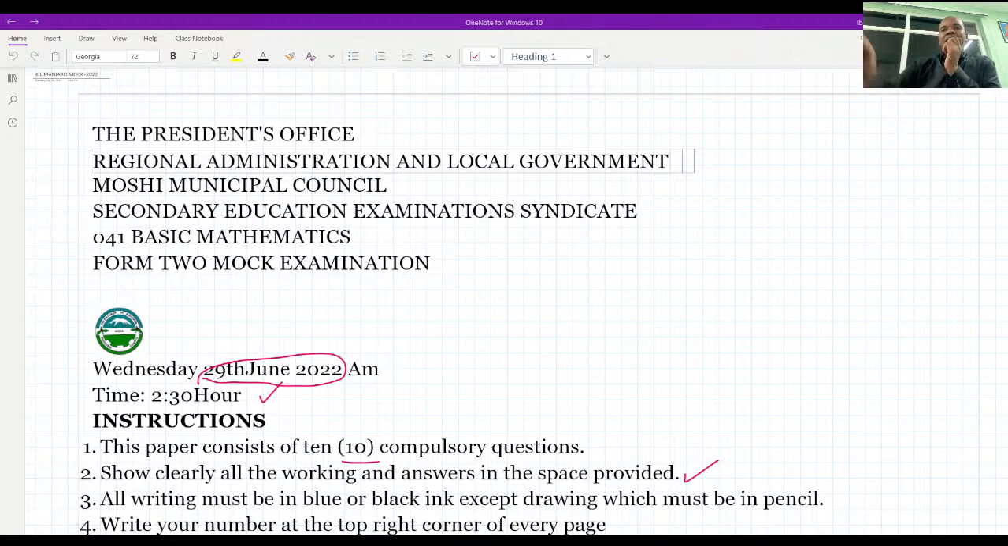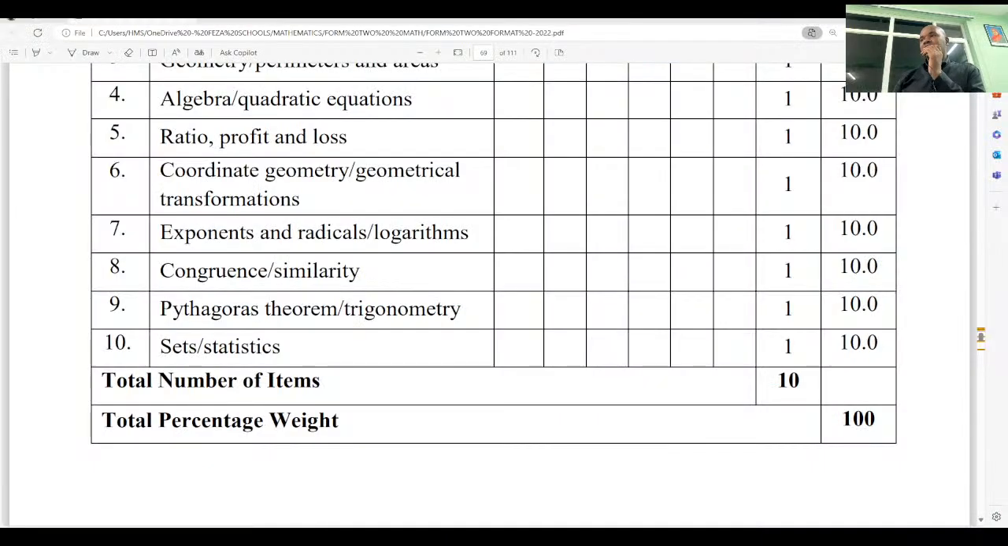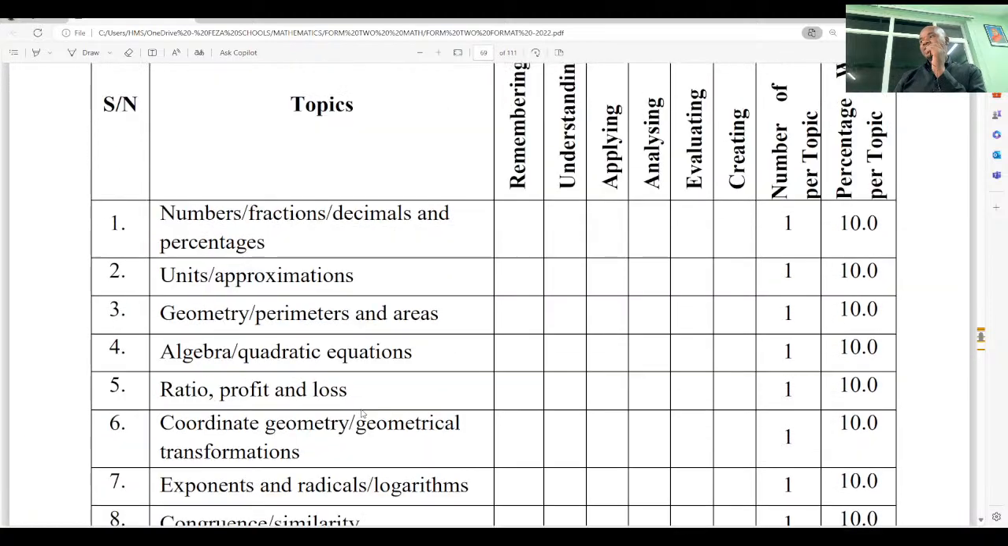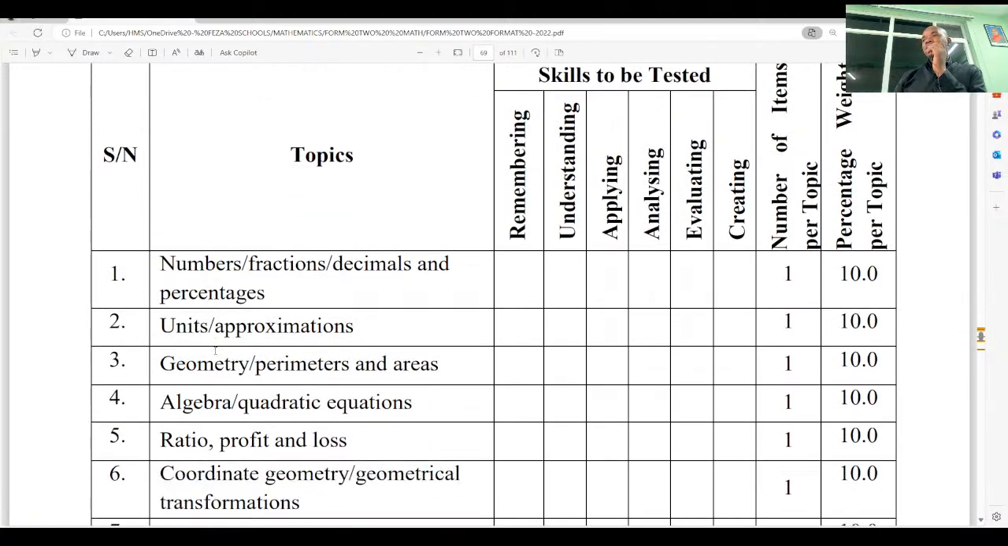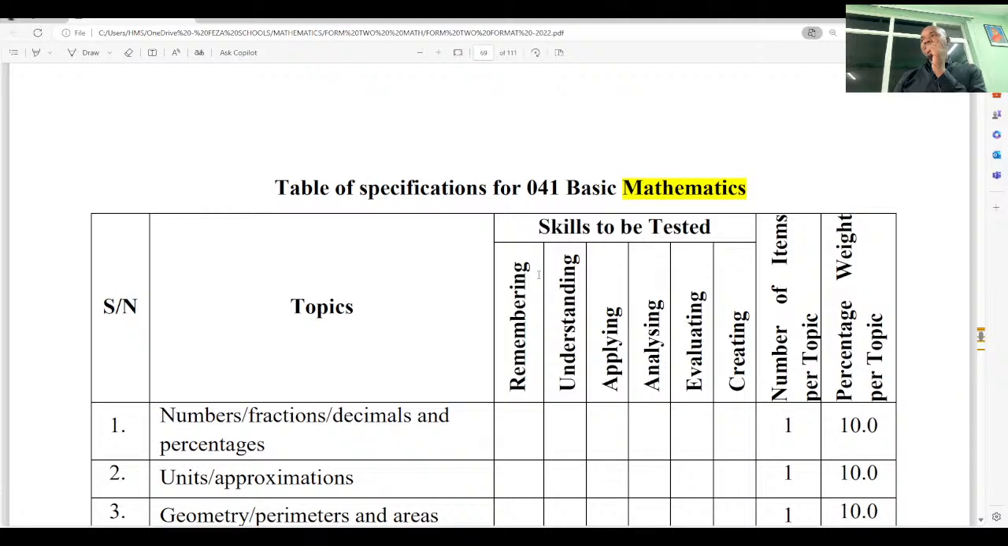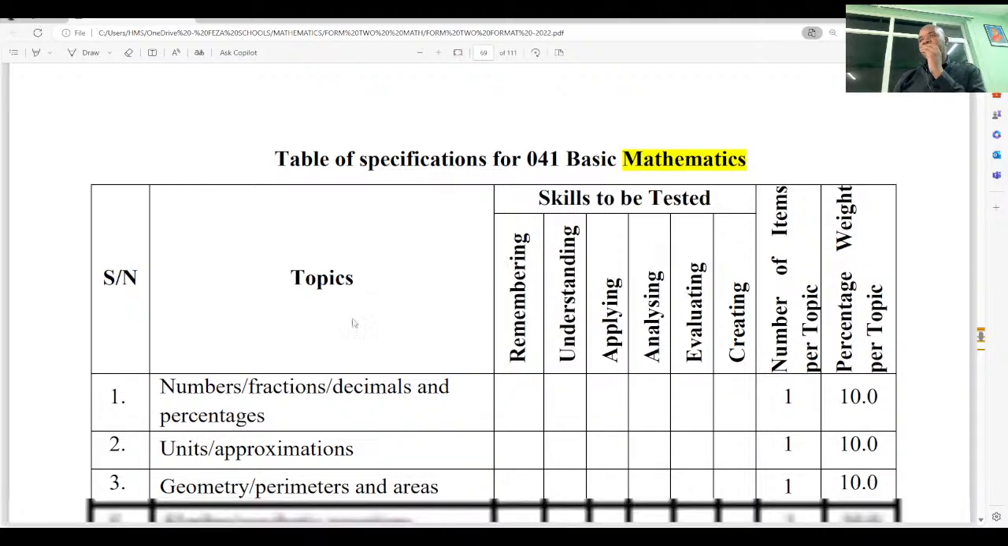But before I go to question number 10, I would like to remind you on the format of the exam. If you remember, Form 2 students currently are tested on this Basic Mathematics table of specifications.